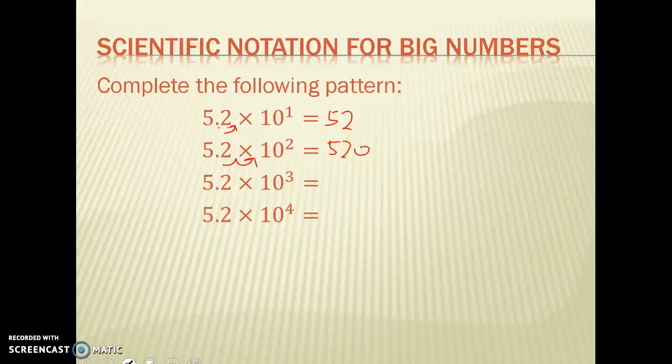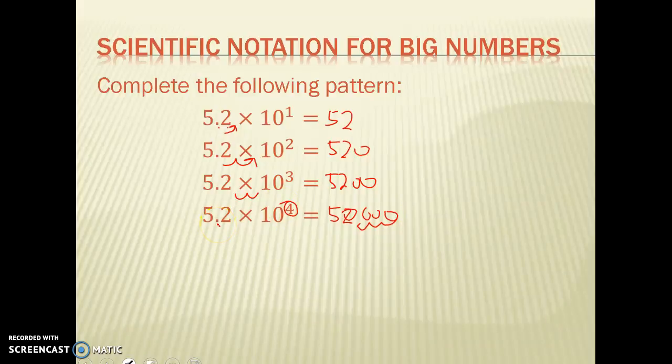If I multiply 5.2 times 10 to the third, that's multiplying it times 1,000. So I'm going to take this decimal and move it 3 spaces to the right, and it's going to be 5,200. 5.2 times 10 to the fourth, I start with the decimal here, but I'm going to move it 1, 2, 3, 4 spaces to the right. So I'm going to have 52,000.